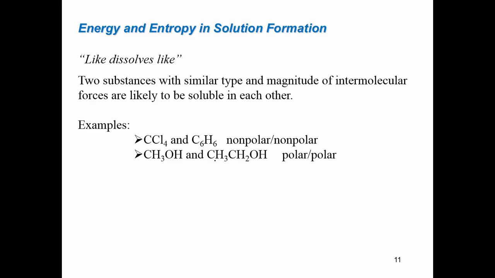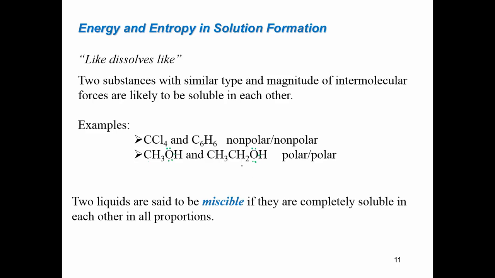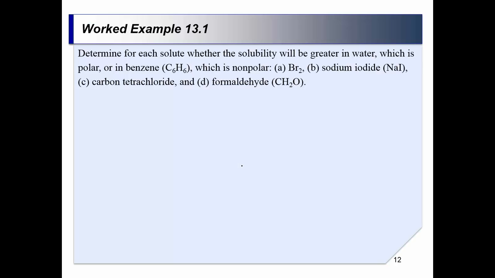Here we have methanol and ethanol. These are both polar because of the lone pairs on the oxygens and the OH bond here. So because these are both polar, they are miscible. Two liquids are said to be miscible if they are completely soluble in each other in all proportions. So ethanol and methanol are miscible.